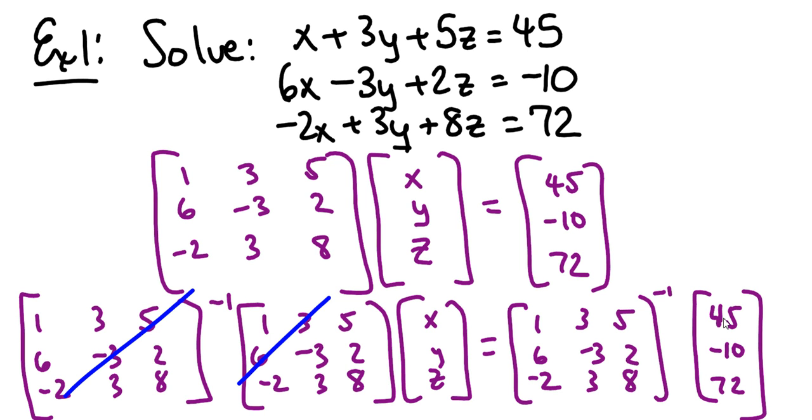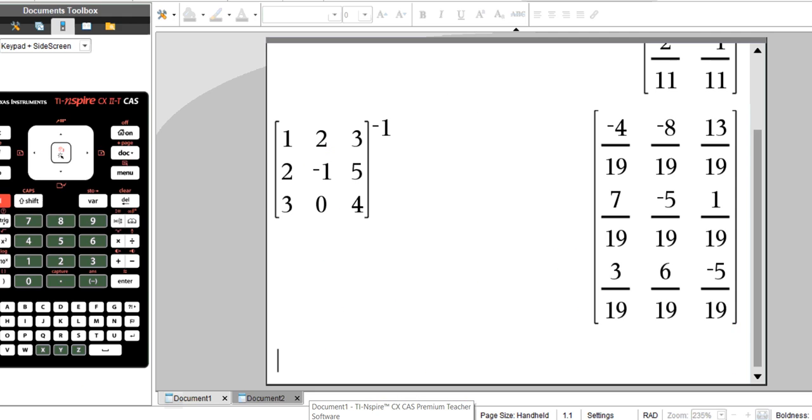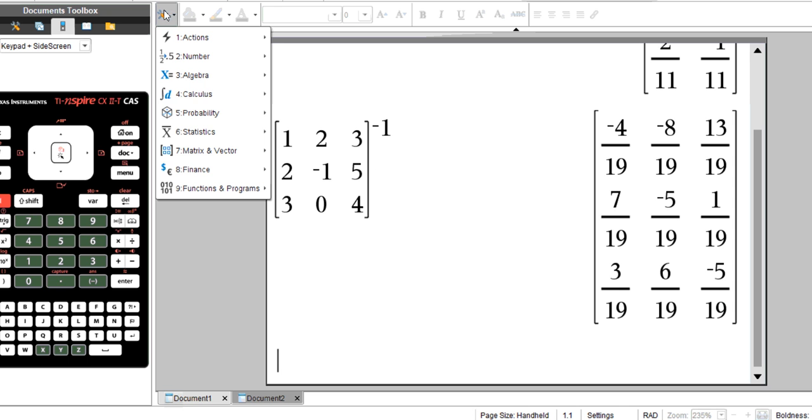Now, previous lessons have taught us how to find this inverse. We could append an identity matrix, convert to reduced row echelon form, and come up with the inverse that way. I'm going to do it in a slightly faster way. I'm going to ask the calculator to do the work for me. Let's go to the calculator.